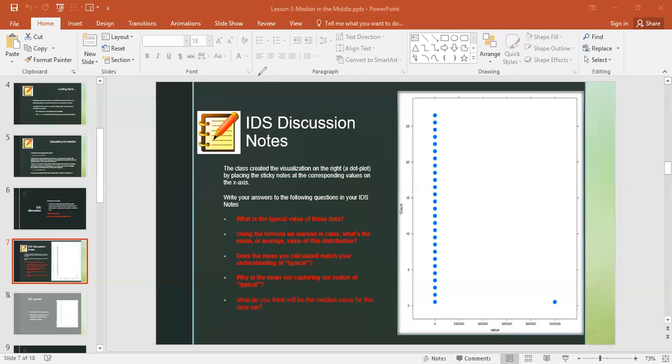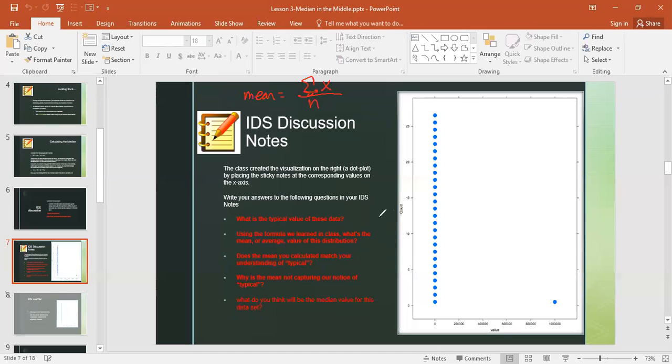So remember, our formula in class for the mean that we learned was we add all of our data points together, and then we divide by the number of data points that we have. So summation of x over n, right? This bit right here. Okay, so that's for question 2. Does the mean you calculated match your understanding of typical?